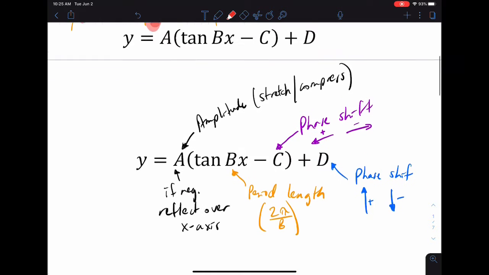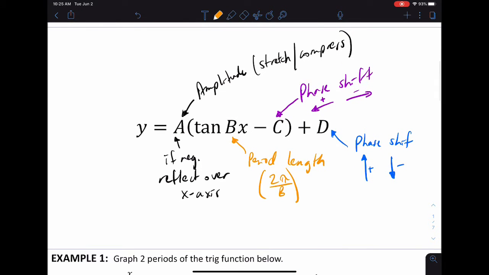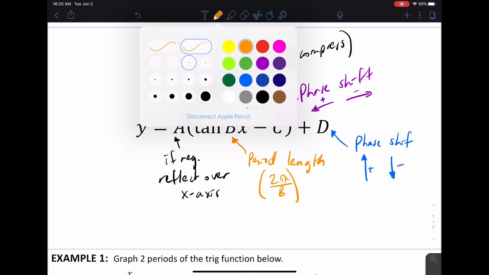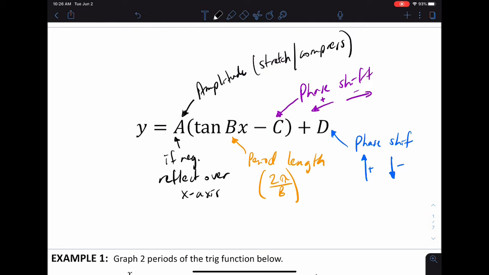Okay, so a couple things. Just like always, excuse the handwriting. I'll try to explain it the best I can so that if any handwriting doesn't make sense, we'll be able to correct that. Again, if you need to pause it, pause it. So A is going to determine amplitude, stretch and compress. And if A is negative, that means it's going to reflect over the x-axis. B determines period length. Regular period length for this is going to be pi, so B will determine if it's shorter or longer.